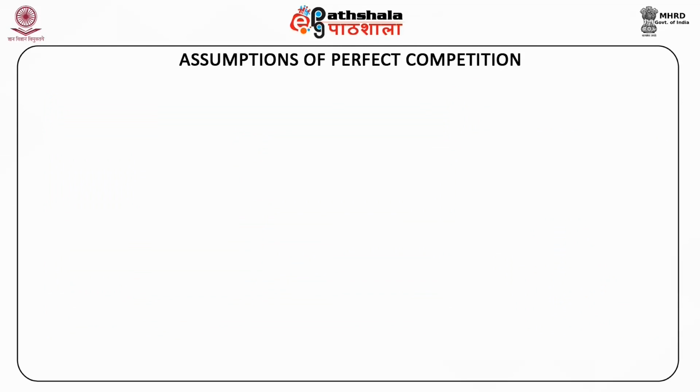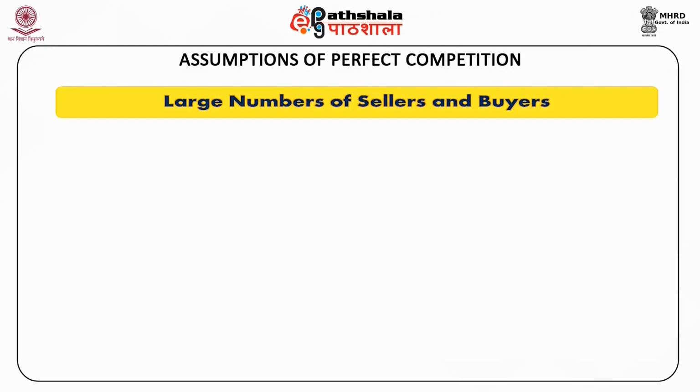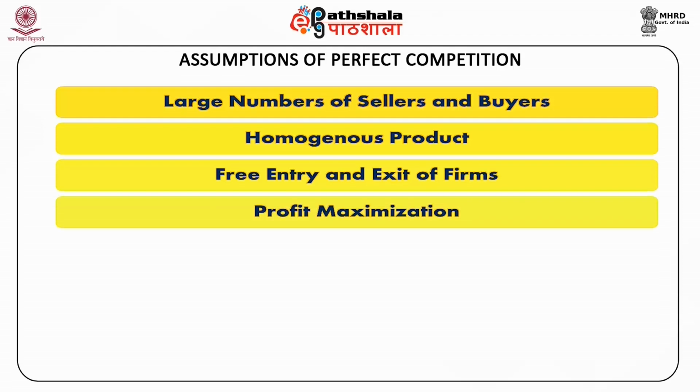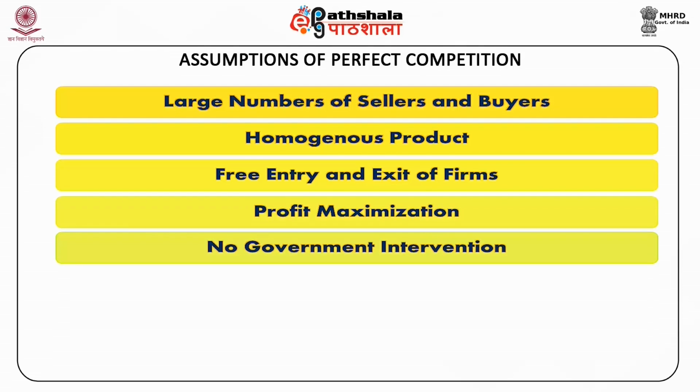A perfectly competitive market is usually called perfect competition and is considered to be a benchmarking market with which other forms of market are compared. To what extent the other forms of market exist in the real world depends upon to what extent their market power deviates from zero market power of perfect competition. The main assumptions of this type of market structure are large number of sellers and buyers, homogeneous product, free entry and exit of firms, profit maximization, and no government intervention.